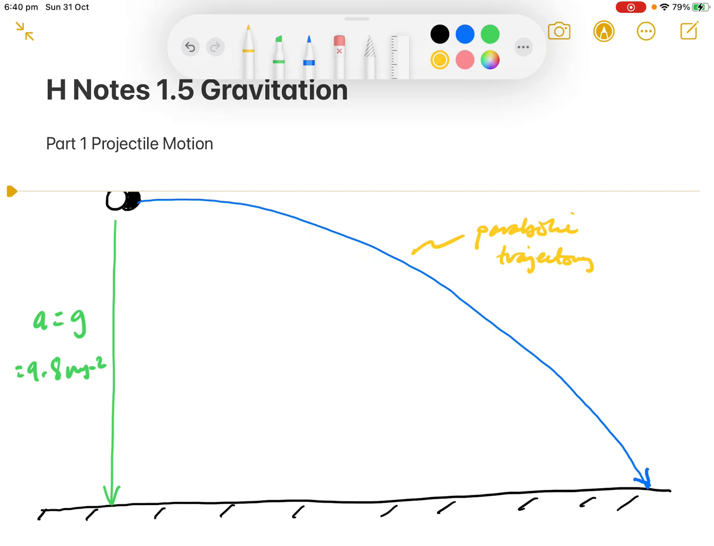Interestingly, they both take the same time to hit the ground. So let's imagine the first ball bearing took 0.1 seconds to hit the ground. The other one would take exactly the same. So what's going on there? Well, in the vertical, let's look at the black one at various positions in its flight.